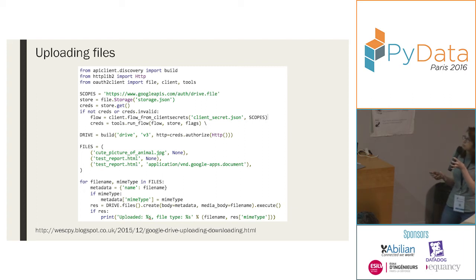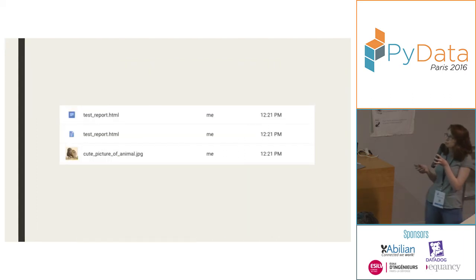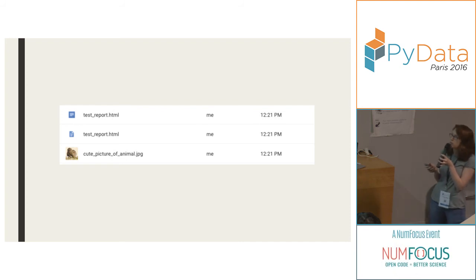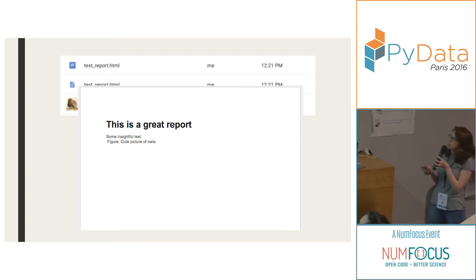And if I run this, I see this in my Google Drive. This is a screenshot. As we might expect, I've managed to upload the image, and then test_report.html is in 2 formats, just raw HTML and also a Google Doc. And if I open the Google Doc, it looks like this. So not such a great report.